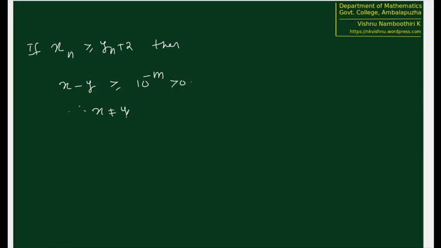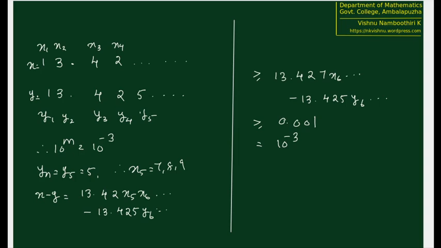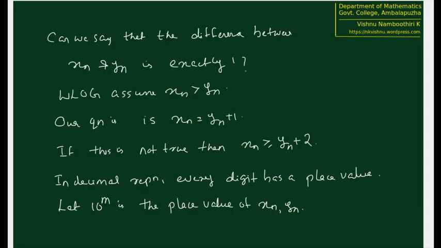Therefore in the general case we have, if xn is greater than or equal to yn plus 2, then x minus y is going to be greater than or equal to 10 raised to minus m, that is greater than 0. Therefore x is not equal to y. But this is not possible because x and y are the decimal representations of the same number, and therefore they have to be the same. So what we assumed is wrong.